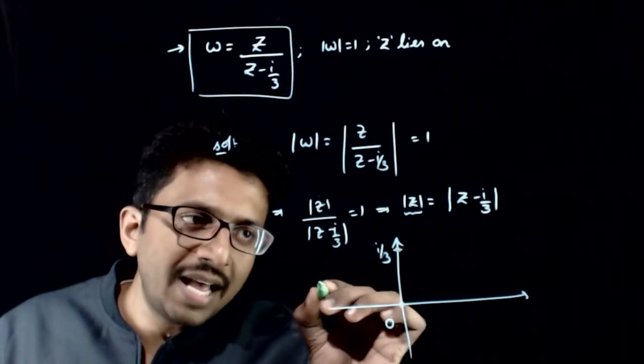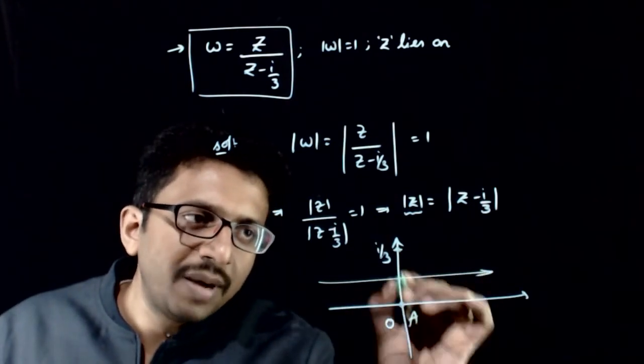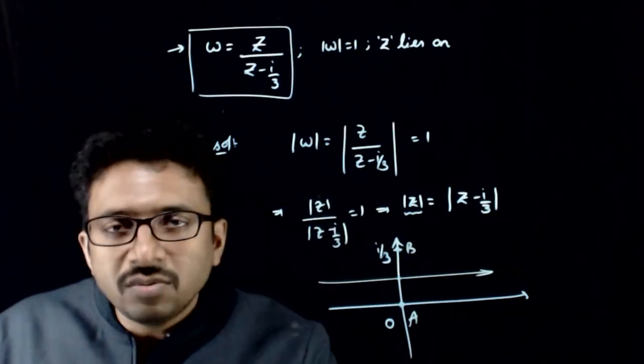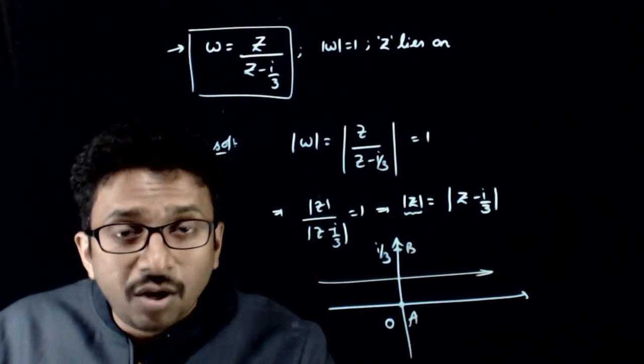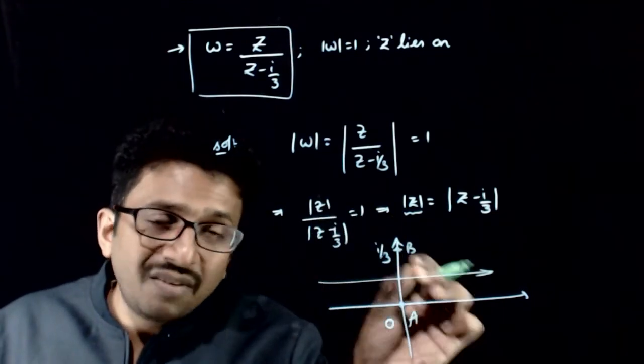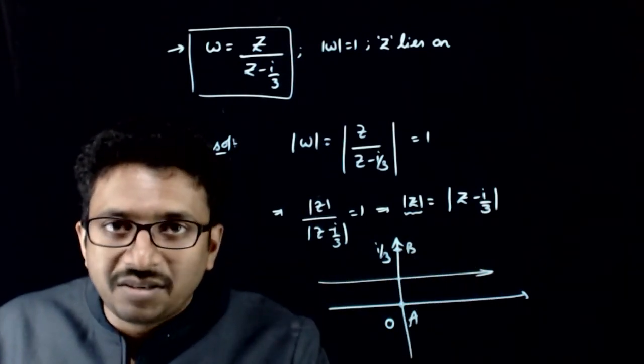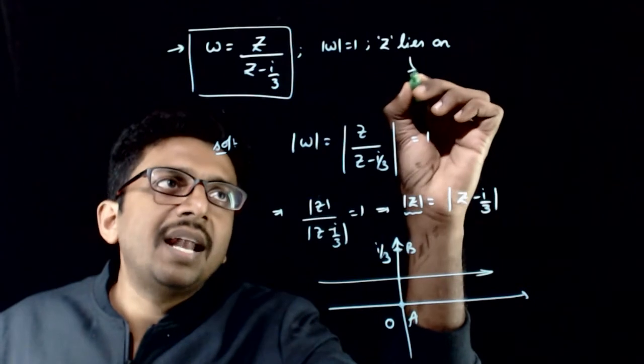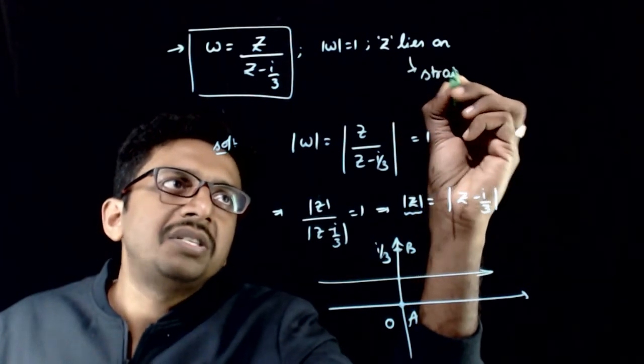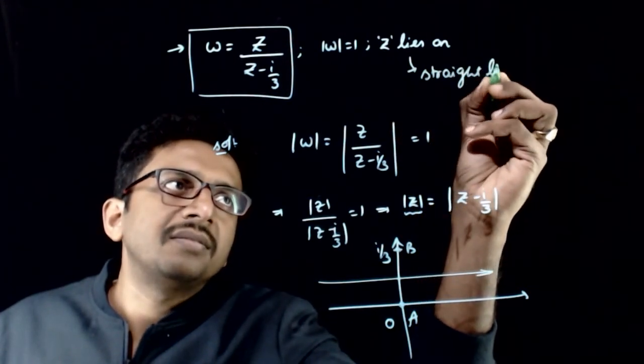So obviously z has to lie on the perpendicular bisector of these 2 points, because the locus of the point which is equidistant from 2 given points is nothing but the perpendicular bisector. Hence, z lies on a straight line should be the answer.